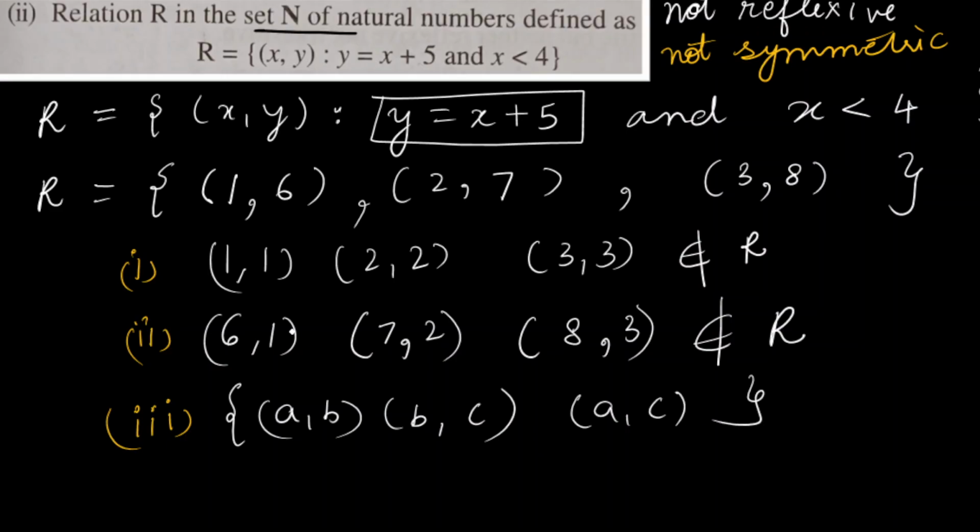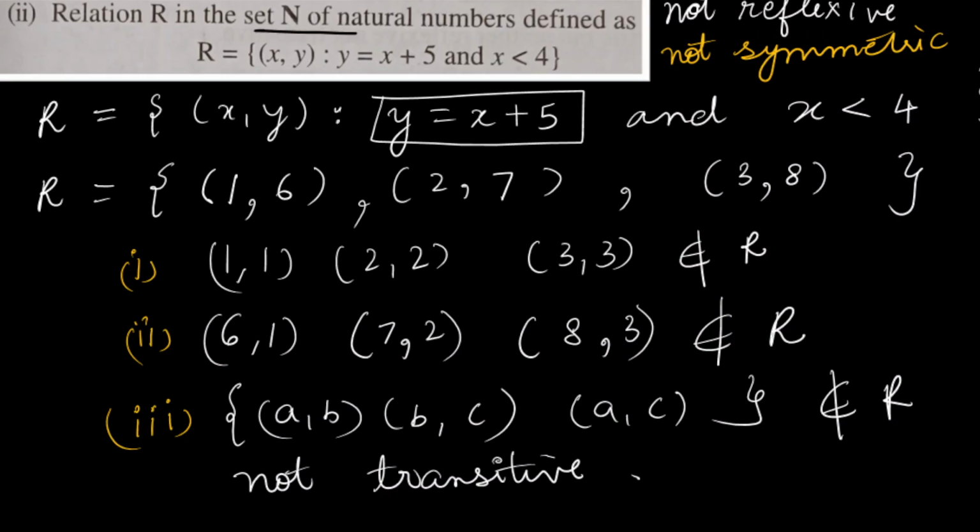So this type of ordered pairs does not belong to this relation. All ordered pairs are entirely different, so these elements are not at all matching, right? So this means this relation is not transitive.